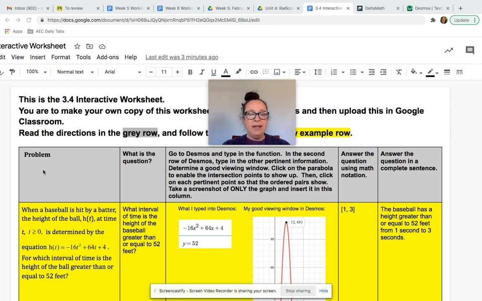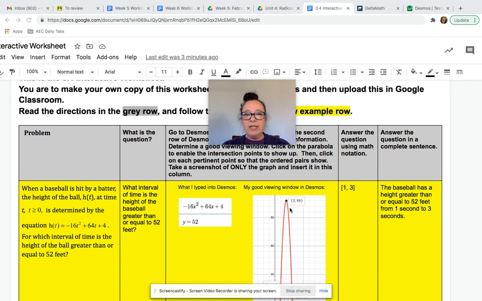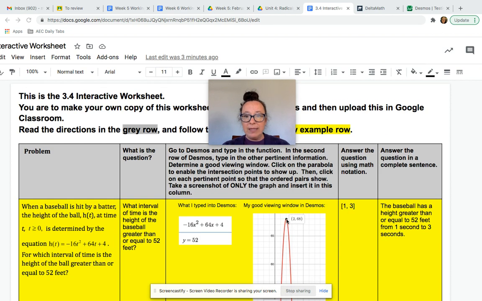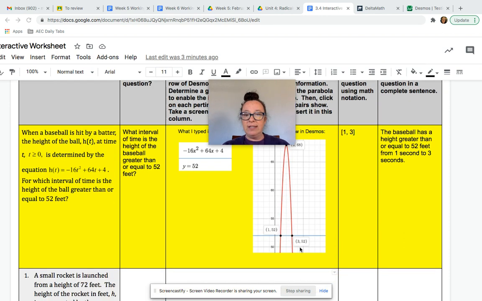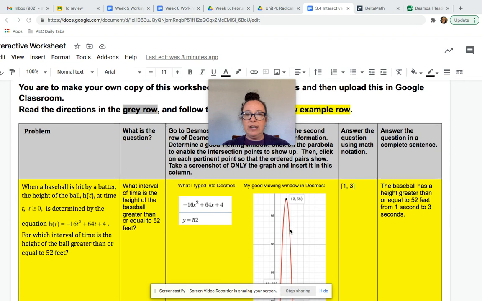But before I do that, right here is the problem. You're going to be given the problem. There's 6 of them, okay? You need to restate the question or realize what is the question. Put it over here. Then you're going to go into Desmos and type in the function. In the second row of Desmos, you're going to type in the other pertinent information and determine a good viewing window. And then you're going to click on the parabola so that you can see the intersection points show up, like these black points, and then click on each pertinent point so that the ordered pair shows, like I have here, okay? Take a screenshot of only the graph and insert it in this column.